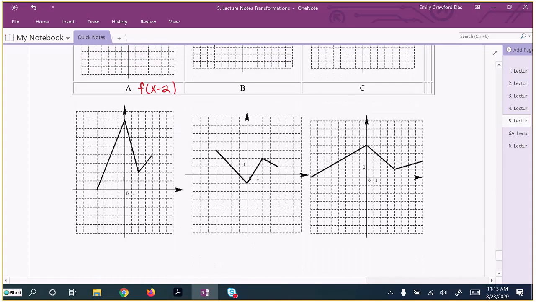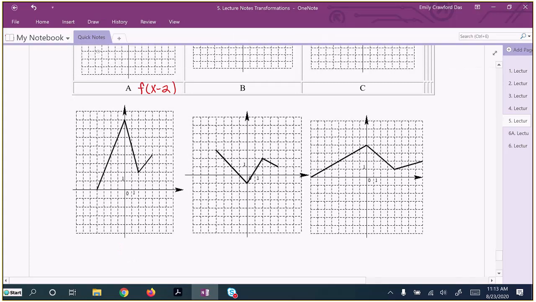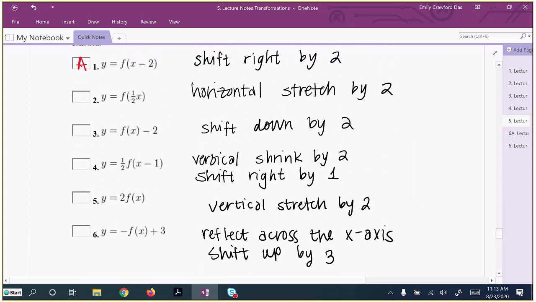Similarly, let's call these D, E, and F. D has some stretching or shrinking, but the y coordinates have changed, so that can't be right. So I'm going to say that F should be correct for horizontal stretch by a factor of 2, because the y coordinates have not changed, but you can see that the graph is much wider horizontally. So f of 1/2 x is going to be F.